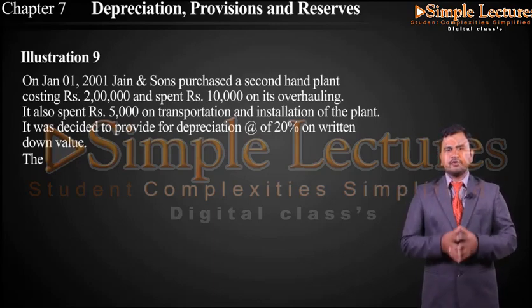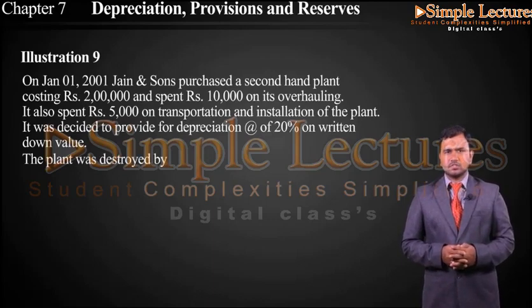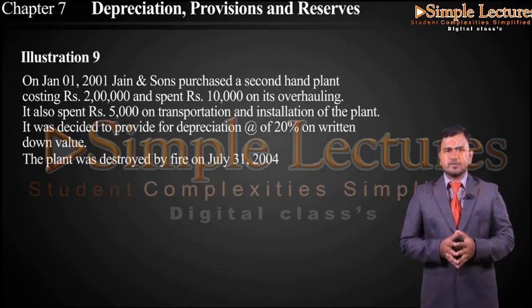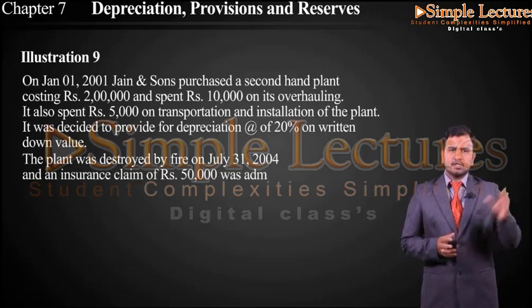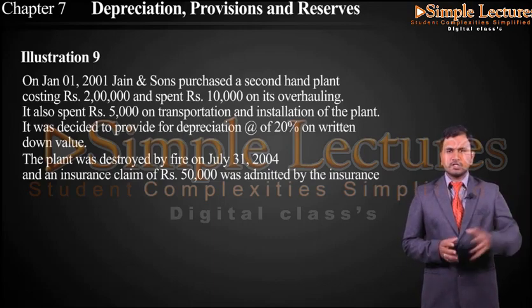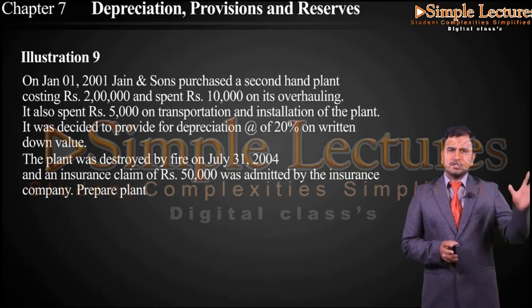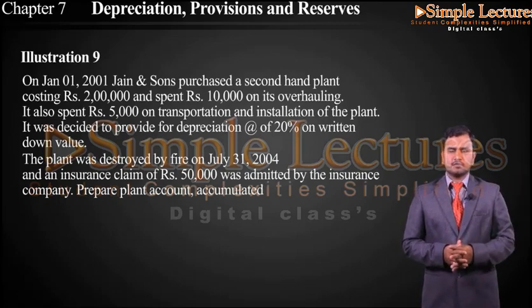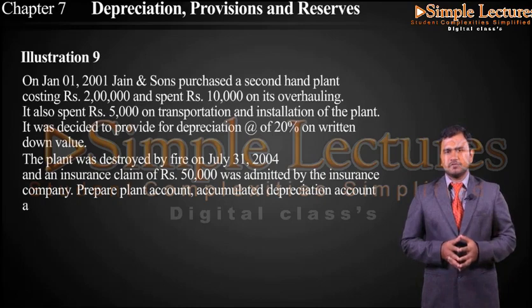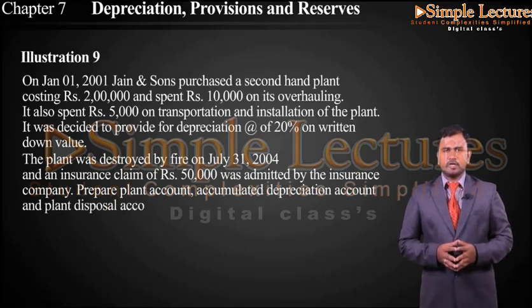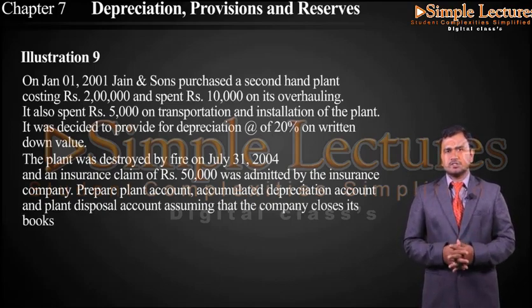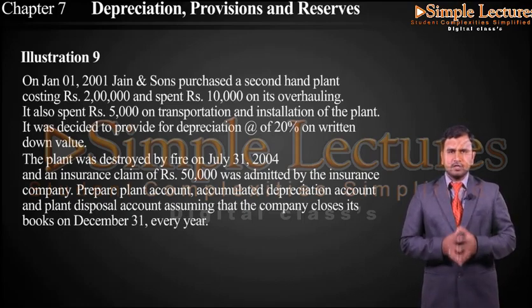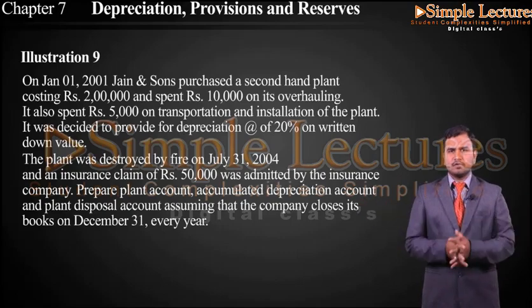And the plant was destroyed by fire on July 31st 2004, and an insurance claim of rupees 50,000 was admitted by the insurance company. So the plant was destroyed by fire on July 31st 2004, for which we are getting a claim of 50,000 from the insurance company. By this information we have to prepare plant account, accumulated depreciation account and plant disposal account, assuming that the company closes its books on December 31st every year. They are following the calendar year here, where opening will be January and the closing will be December.